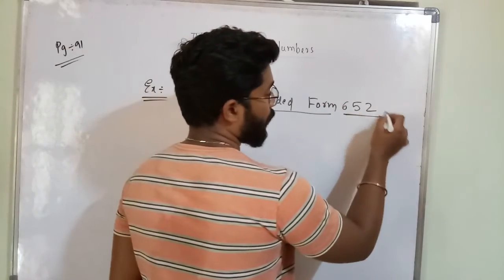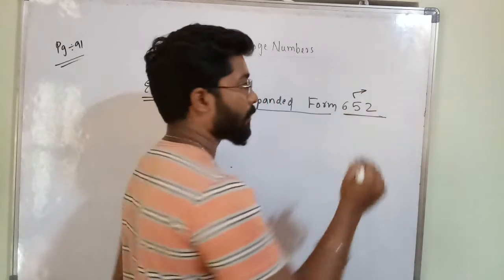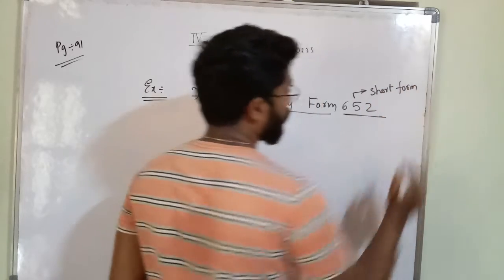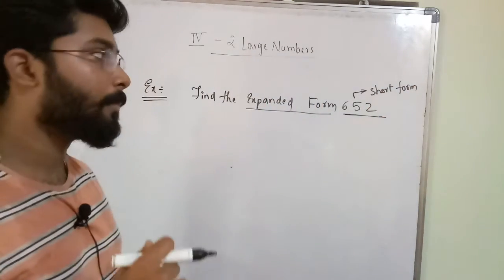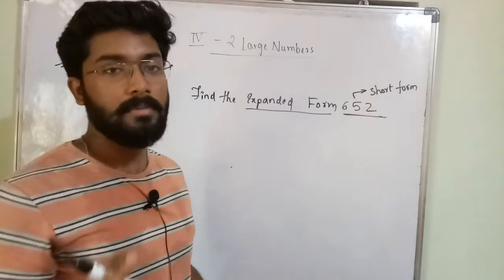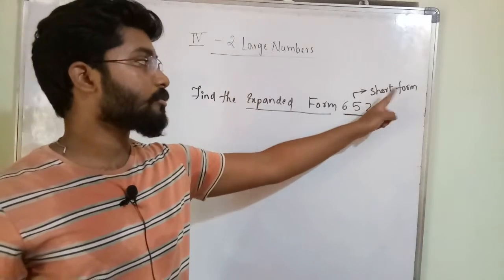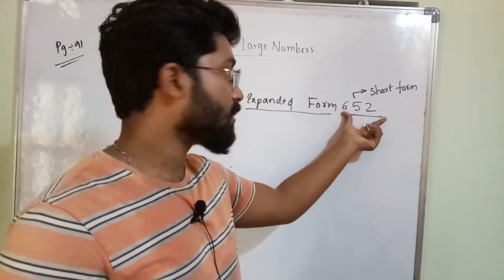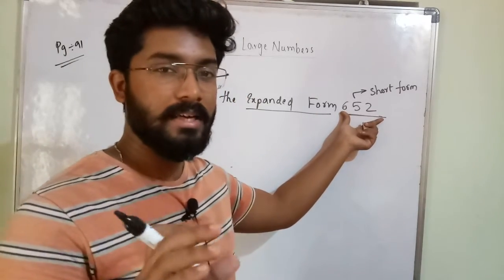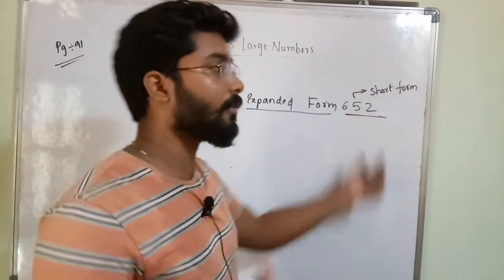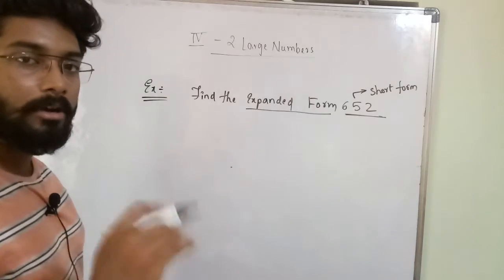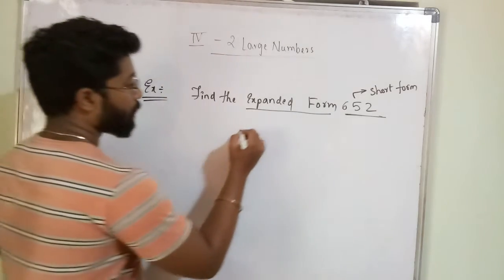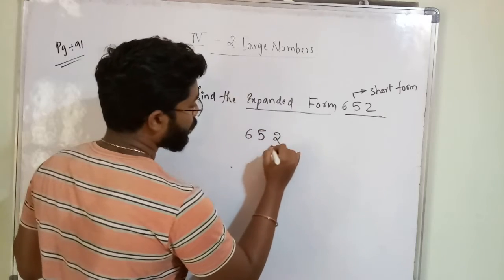This is in short form. This is the original form of the number, so this is called the short form. If you are adding all the place values of this number, then it will become expanded form. This is short form, original form, standard form or short form. In numerical form it is called the standard form or short form. If you are expanding by adding all the place values of every digit in the number, then it will become the expanded form.